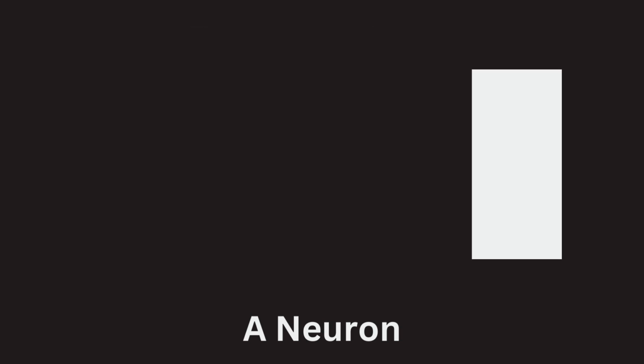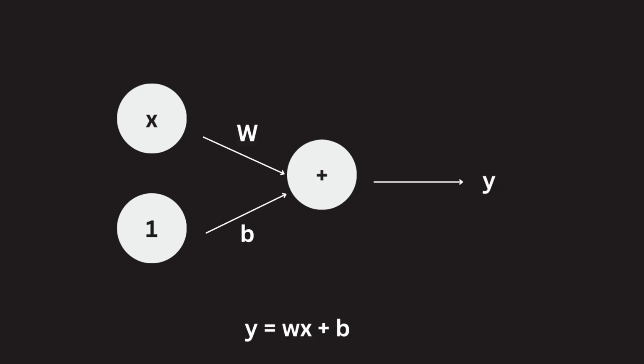So let's start our video with a simple graph like this. Now here you can see two circles, and those two circles are connected to one single circle. So what are these? Well, you can say these are something which store numbers.